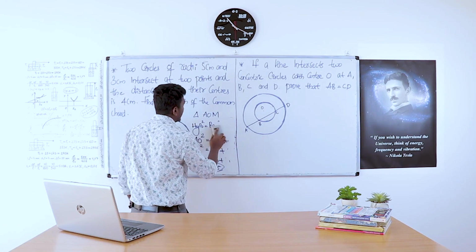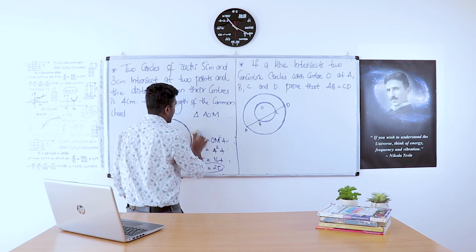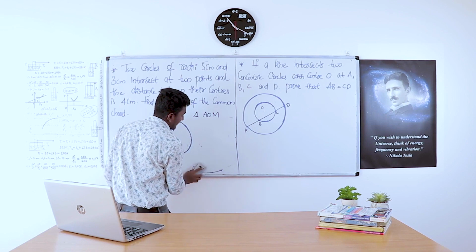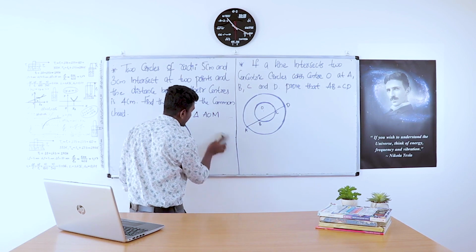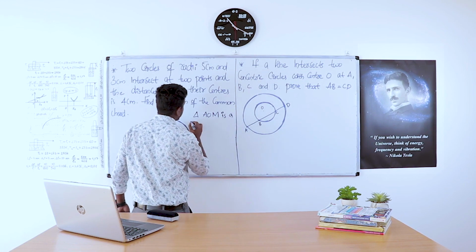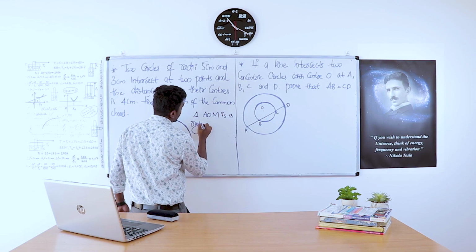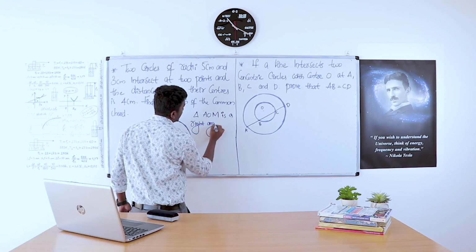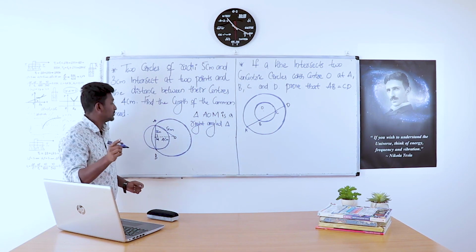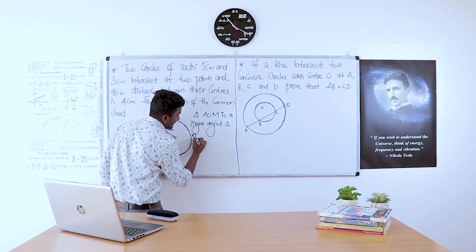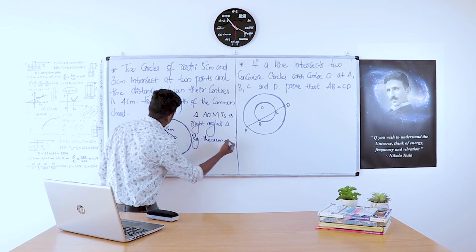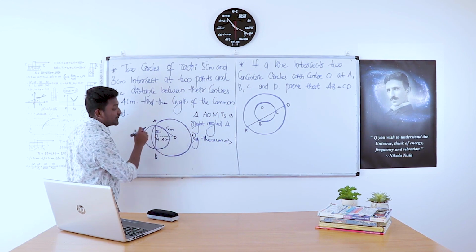Now we can say that triangle AOM is a right angled triangle. So this is 90 degrees. Now by theorem, we can say that this perpendicular bisects the chord.